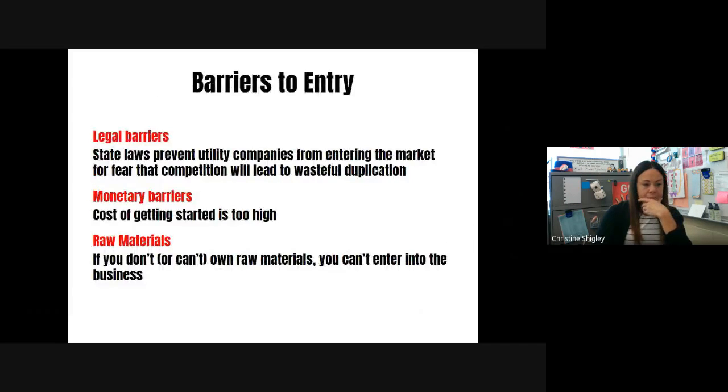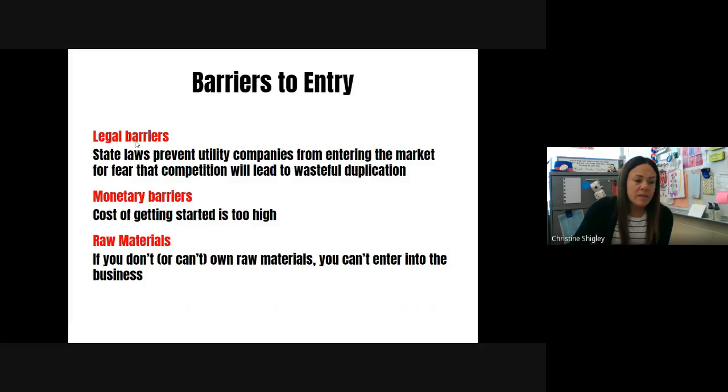All right. So barriers to entry for monopolies are a little bit different than for oligopolies. Well, that's not necessarily true. I suppose oligopolies could hit some of these too. But often with monopolies, if a monopoly still exists, it's because the government is allowing it to, or because nobody's developed the technology to do it better.